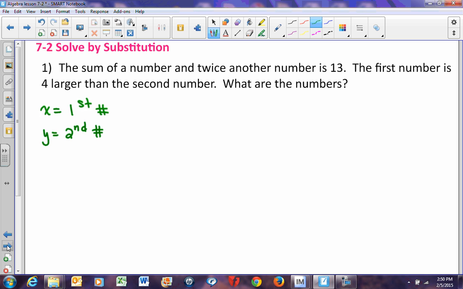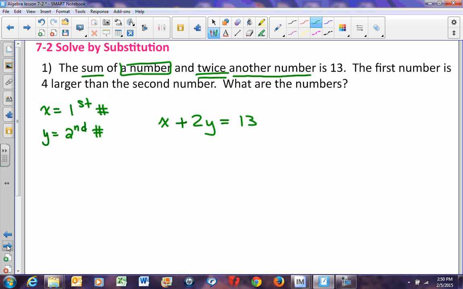Okay, it says the sum of a number and twice another number. So the sum of a number, the first number, the sum means add, and twice the second number, so 2 times the second number, is equal to 13. Remember, "is" in math means equals. That's my first equation, not too hard.